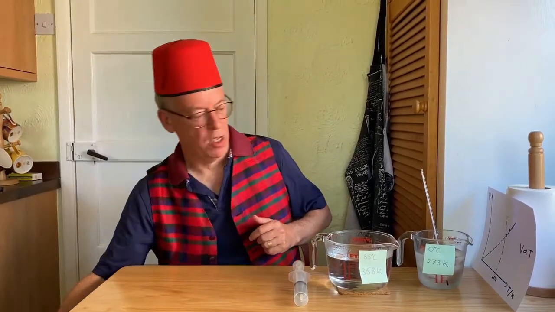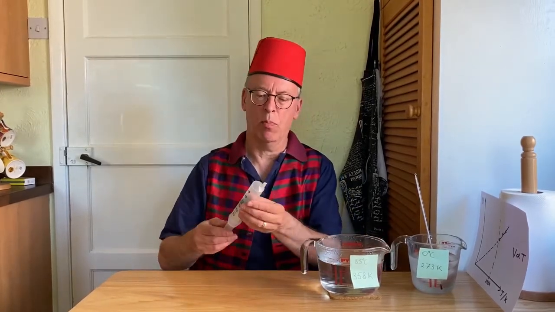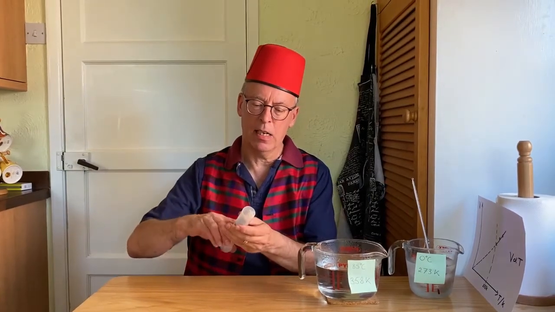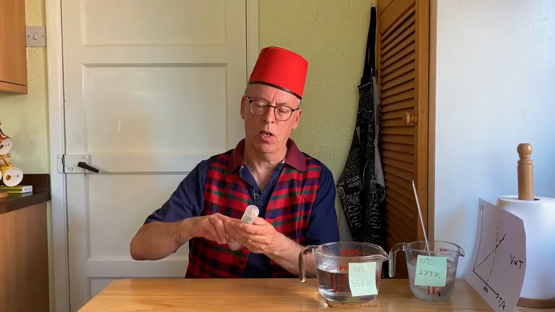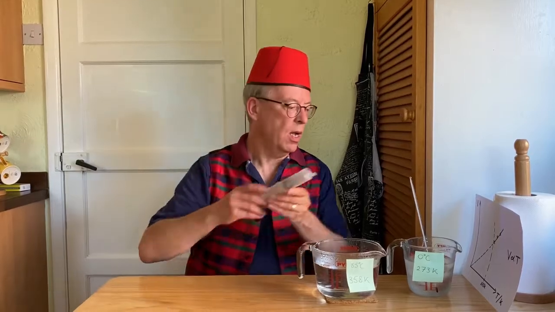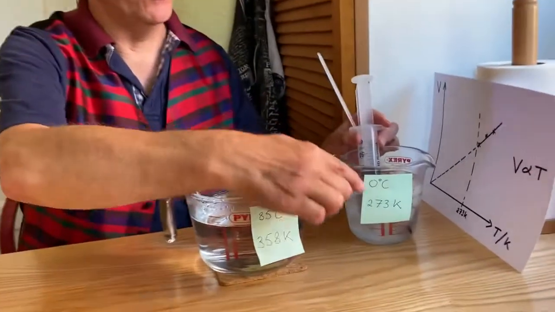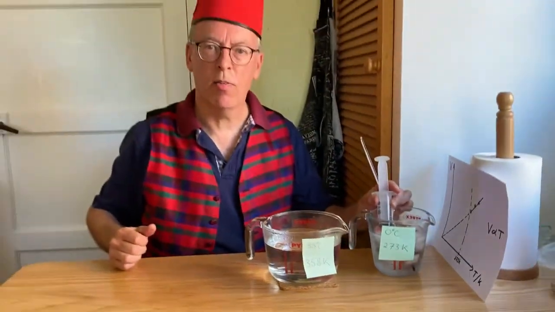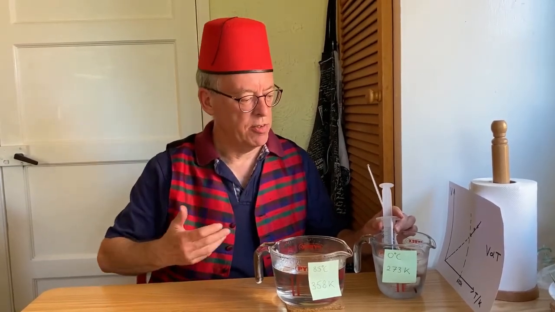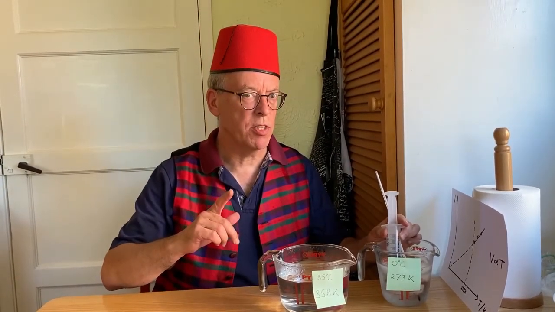Let's move on. What about Charles' law? Well, what I've got here is a plastic syringe. I've melted this end to seal it, and at room temperature, which I can measure with my thermometer, I can measure the volume. I then put it into a mixture of water and ice at 0 degrees centigrade. I leave it there for a good few minutes so that the air inside reaches 0 degrees centigrade. And of course, remember, that's 273 Kelvin.